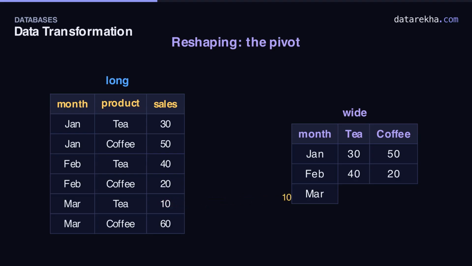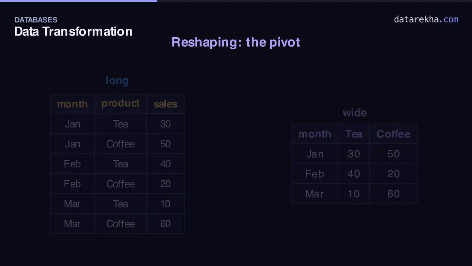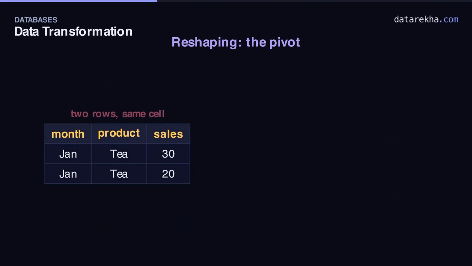Every value lands in exactly one cell. Because every month and product pair is unique. And there it is. The same 6 numbers, now a clean month by product grid you can read in a glance. Long went to wide. That is a pivot. But here's the catch you must never forget.